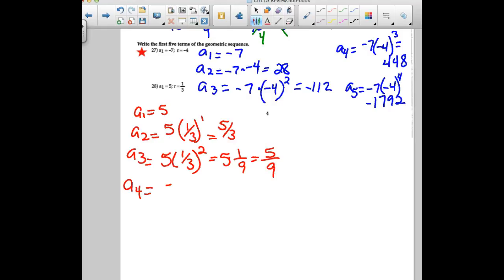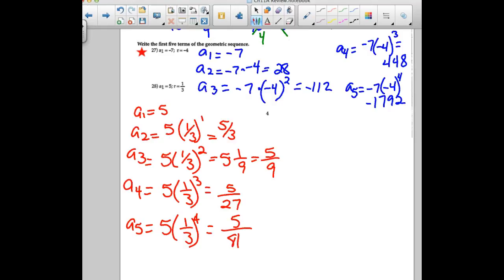A sub 4. I have 5, my first term, times R to the 4 minus 1, or third power. Cubing 1/3 gives me 1/27. Times 5 gives me 5/27. And our fifth term, 5 times 1/3 to the 5 minus 1 power, or 4th power. 1/3 to the 4th power is 1 over 81. We get 5 over 81.